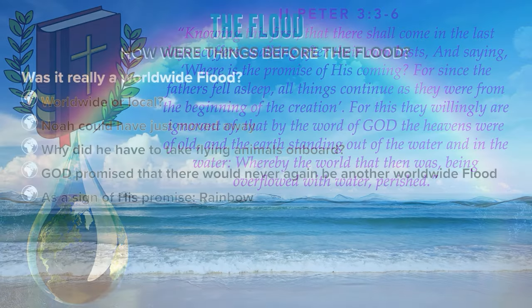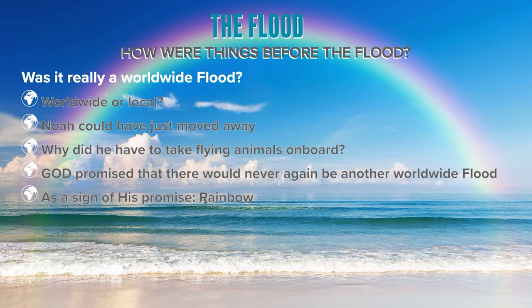Some people believe that the flood was just a local event. In other words, they think that the water did not cover the entire earth, but only a smaller local area where Noah once lived. If this was true, why did God not simply tell Noah to move away somewhere? Maybe to a high mountain? Why did he have to take birds or flying animals on board? They could have simply flown away if it was just a local flood.